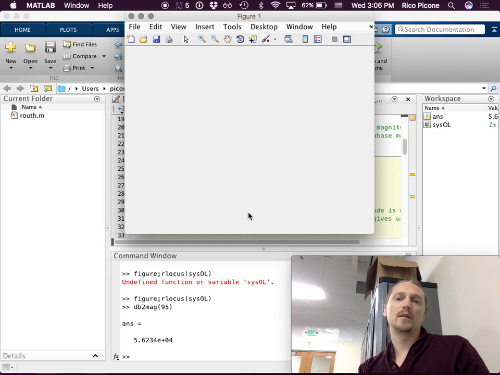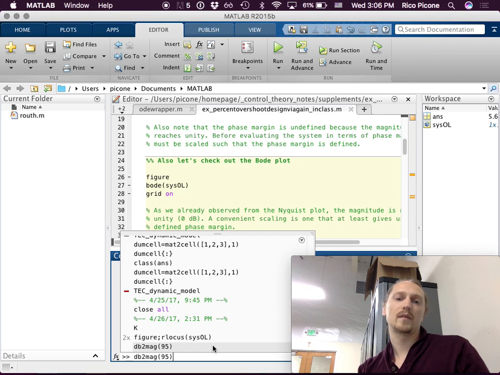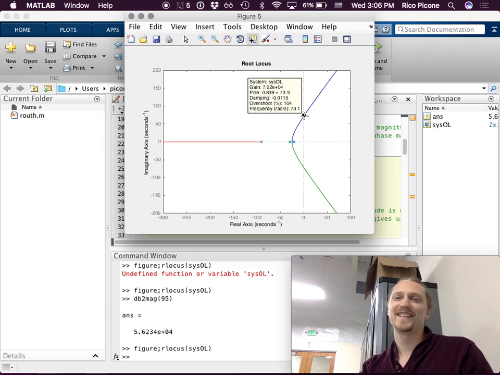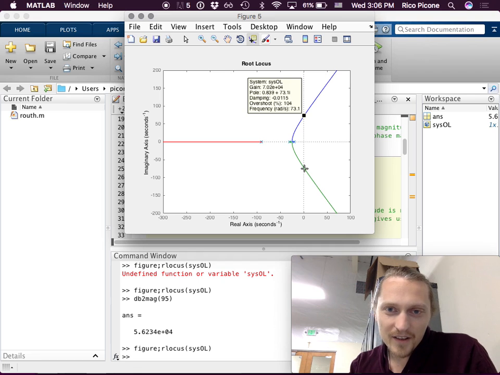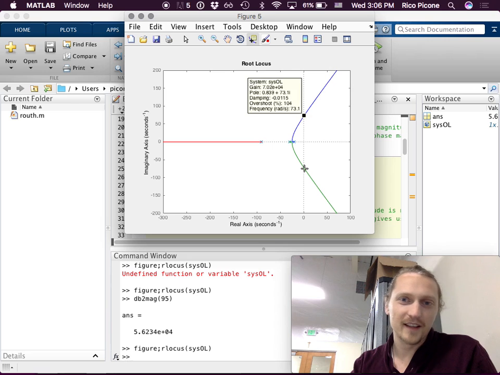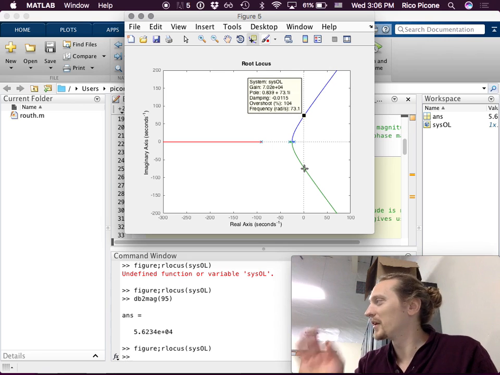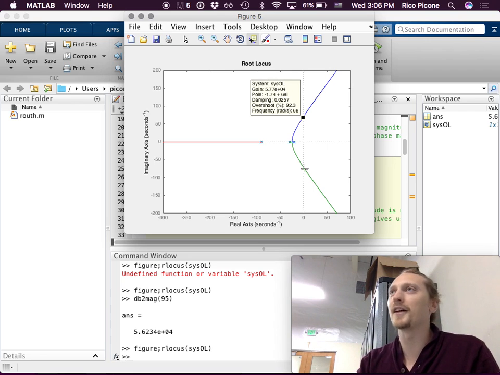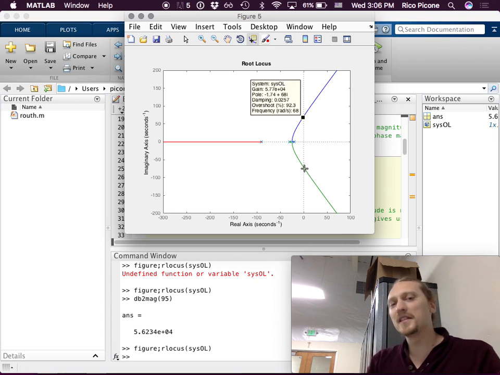And if we come back, did I close the root locus plot? I think I did. What do you guys think this is going to look like? 56,000? 70,000. That's 56,000. So, yeah, we need a little bit better resolution, but this is 56,000. Well, it's 58,000. So somewhere in there. So this is the point. This is the gain crossover point.